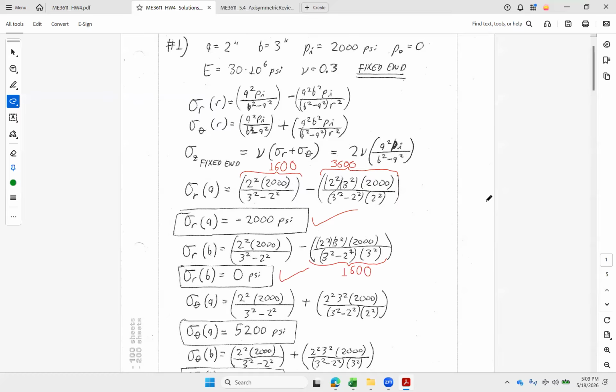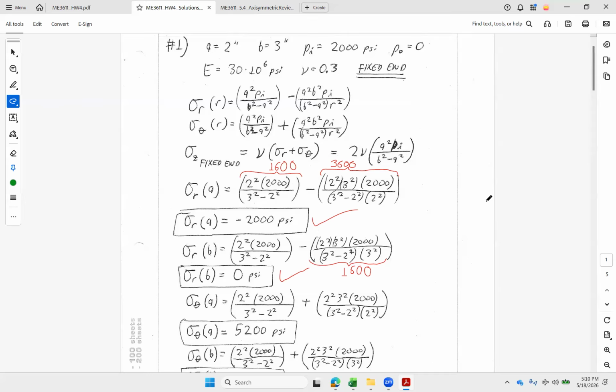If we try the 2 terms at A, sigma RR at A should always bring us back to minus P inner. Remember, P inner pushes compressively, and sigma RR is still positive tensile if it is positive. So we got minus 2,000. That matches P inner. So I know that this 1,600 and 3,600 number are good. Now all I got to do is add them. And when I add them, I get 5,200.